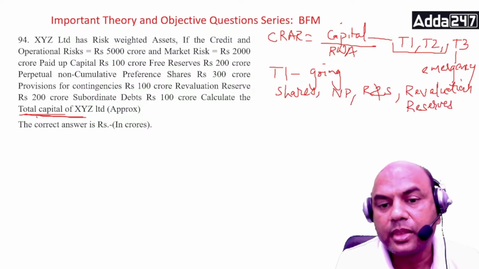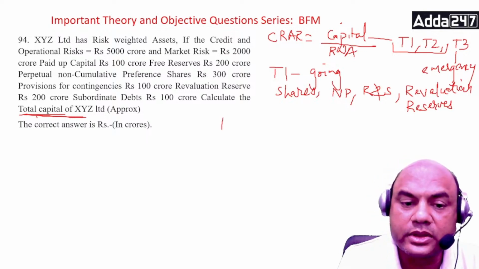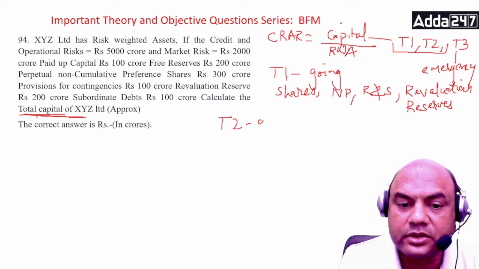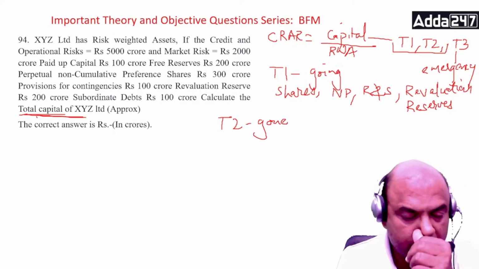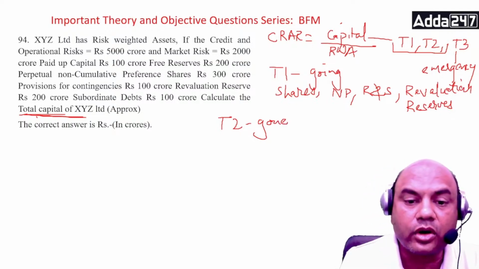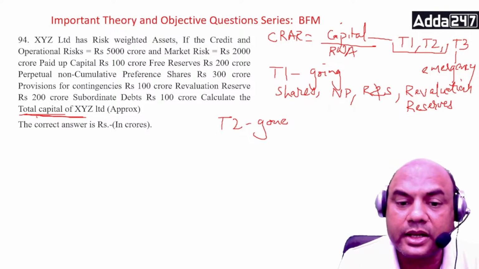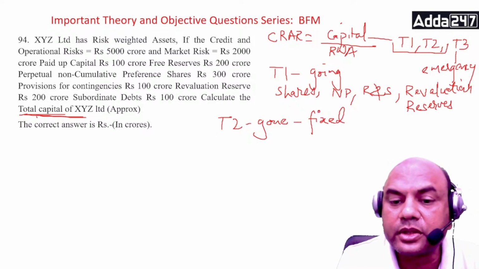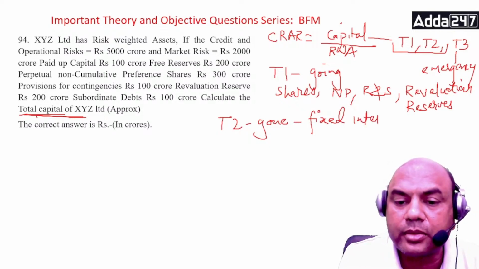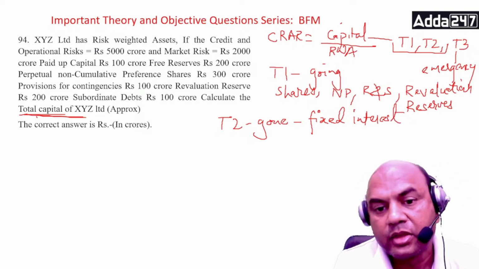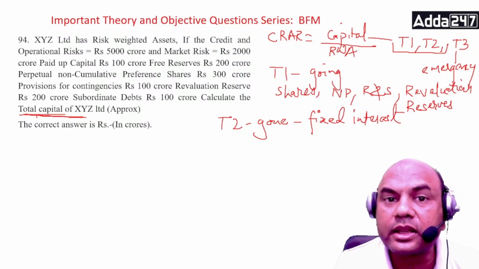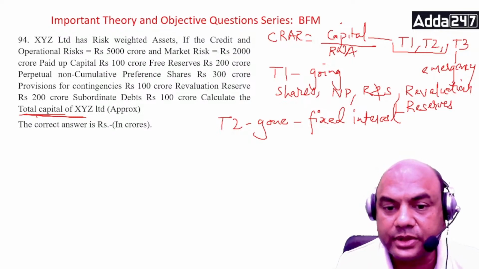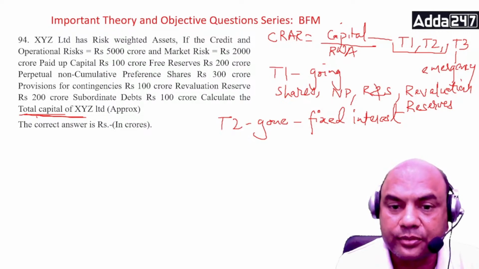Okay. T2 capital. What does it include? T2 is known as a gone concern. Gone means what? It's already paid. Fixed interest, because here you have to pay fixed interest. Suppose I take a loan from the bank for my business, I'm starting a business. Whether my business will run or not run, I'll have to pay the fixed interest to the bank. So that is known as T2.